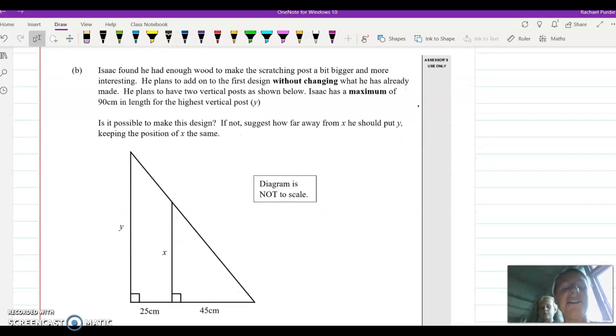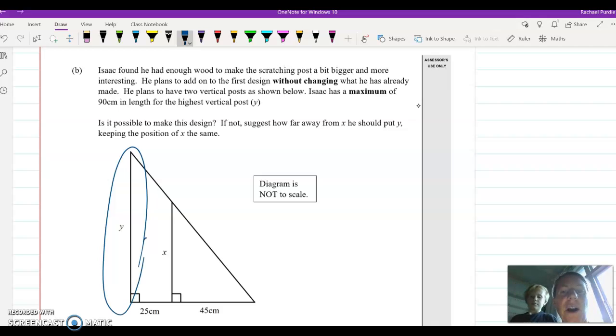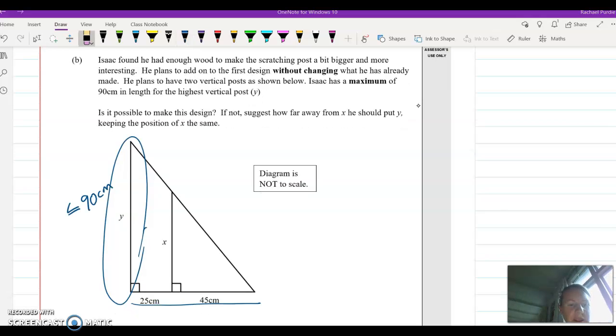Oh, yeah, Isaac. So, yeah, it was one about Isaac. I didn't make these questions up. It just happened to be an Isaac. So, this was where you're trying to figure out how long that length there, Y, was, with this maximum of 90 centimetres in length for the highest vertical post. First of all, just notice you've got to read the words. Make sure you've read what this is saying about. So once he has enough wood to make the scratching post a bit bigger, but he wants to add on to the first design without changing what he's already made.